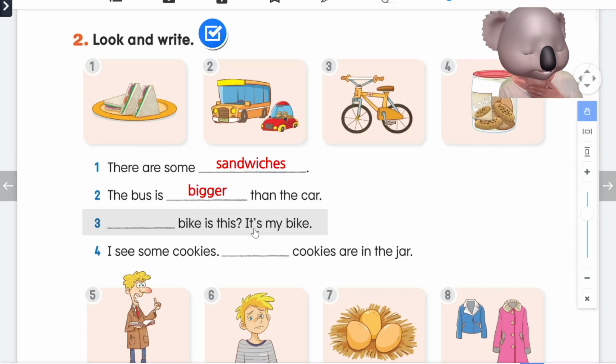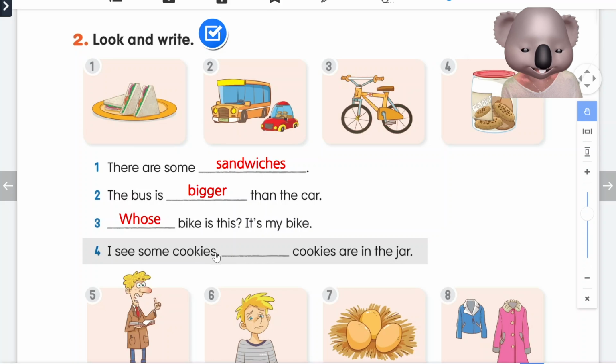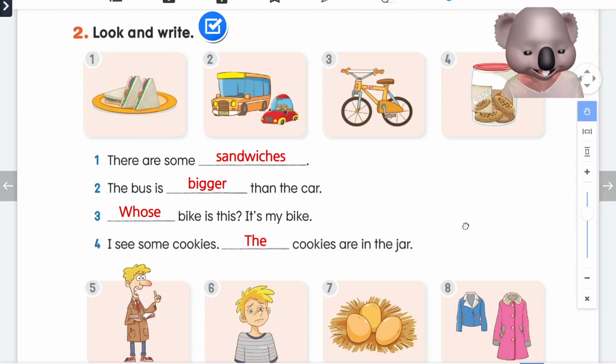It's my bike. 누구 거야? Will we use who or whose? Good. Whose bike is this? Number 4, I see some cookies. Cookies are in the jar. 그 쿠키들은 the cookies are in the jar.